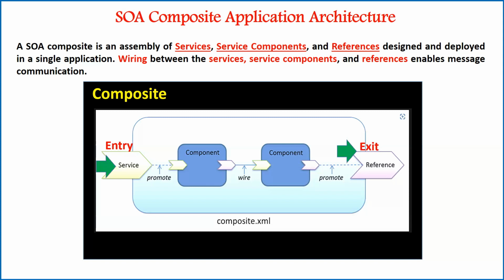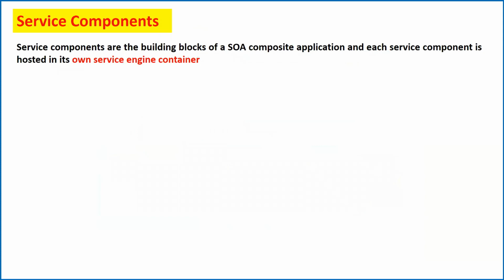And references is the exit. That means after processing, your data goes to the outer world, that means to your targets. And in between, you have components: business rules, mediators, BPEL, workflows for your business processing. And then you have wires, which connect all the components. That means they connect the entry to your components and then the components to your exit, that is, service to component and component to references. These are connected with the wires, and composite.xml is the main configuration file. So what we learned here is the three major components of a SOA composite: services, service components, and references. Okay, so now let's take a more detailed look at the service component.